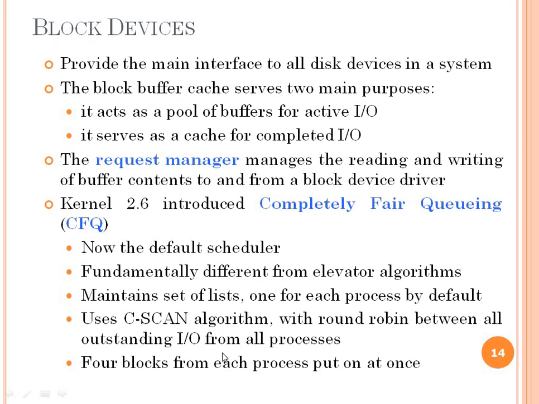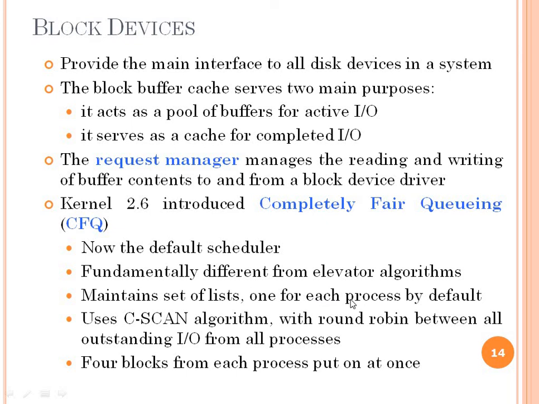So for the block devices, what we have is a main interface to all these devices in the system, and a block buffer cache serves two main purposes. First of all, the block buffer is important as a pool of buffers for the active IO and a cache for the completed IO. So both active IO as well as completed IO are put in this cache, which is the block buffer, and the request manager manages the reading and the writing of the buffer to and from the block device driver. So both the read and write from these blocks can be done using the request manager.